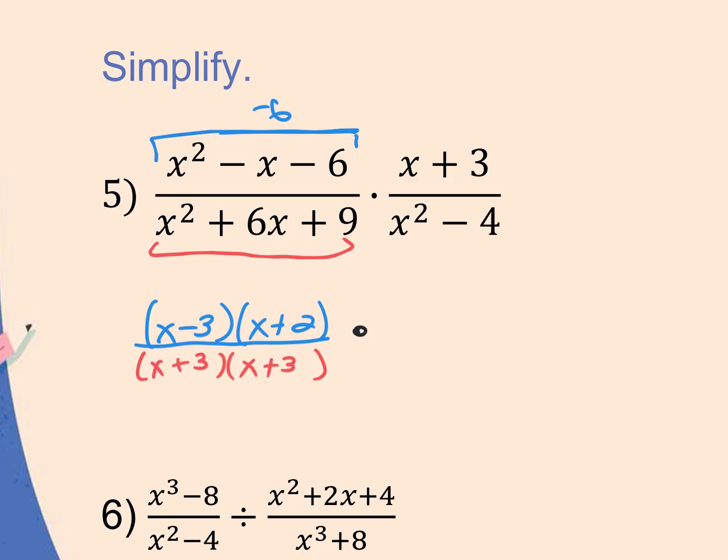So now I'm going to go over to the bottom right. X squared minus 4, what does that give me? X plus 2, x minus 2. And top right, anything? Nope, it's just going to say x plus 3, and I'm going to put it in parentheses. And now the fun part.